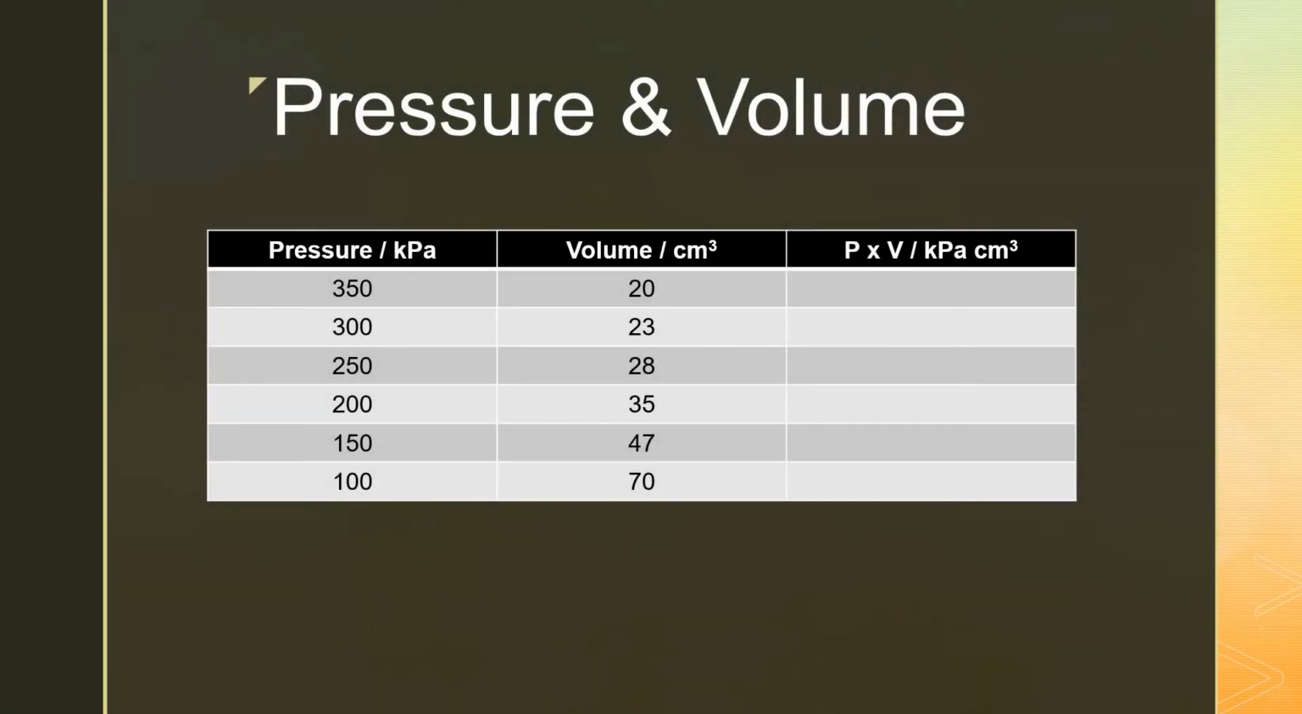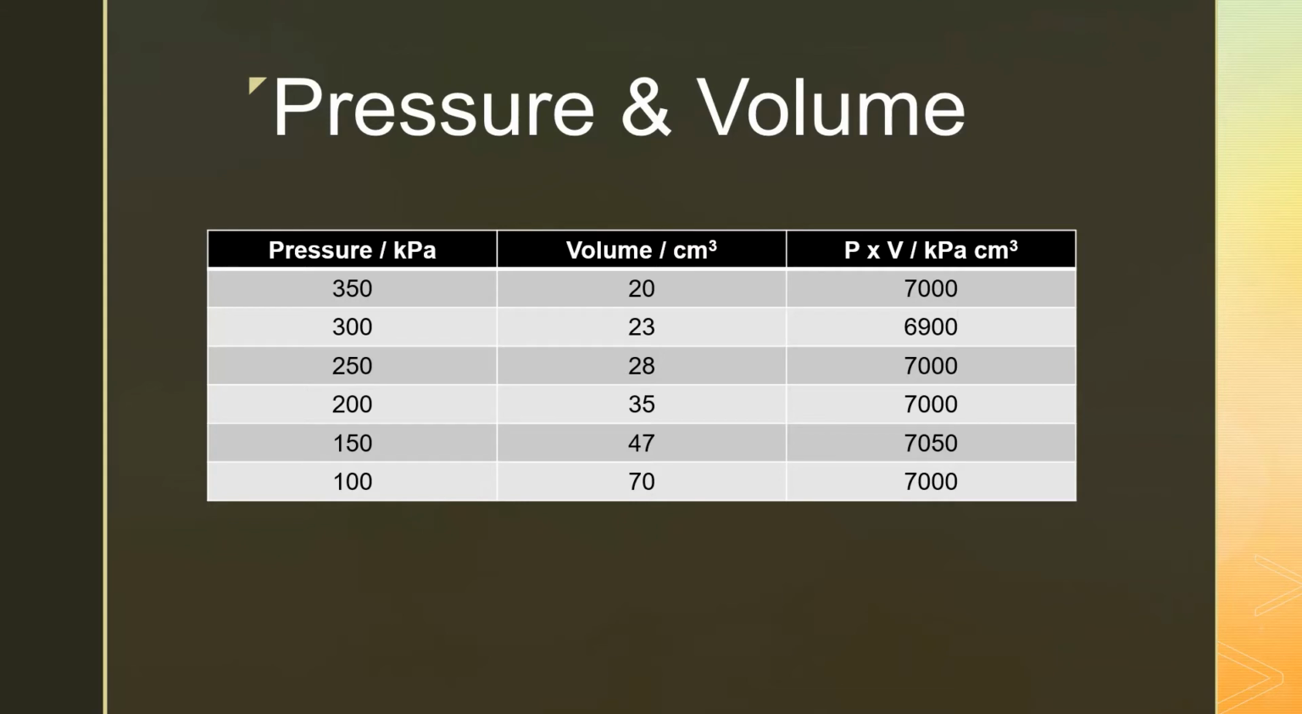Okay, so what I've done here is I've added in a header for that third column, and it's P times V. I'm hoping some of you realised that if we multiply these values together, we are going to get roughly the same value. So let's go through and look at that. 350 multiplied by 20 is going to give us 7,000. 300 multiplied by 23 is going to give us 6,900. 250 by 28, 7,000, and so on. Now we can see that all of those values are pretty much the same.